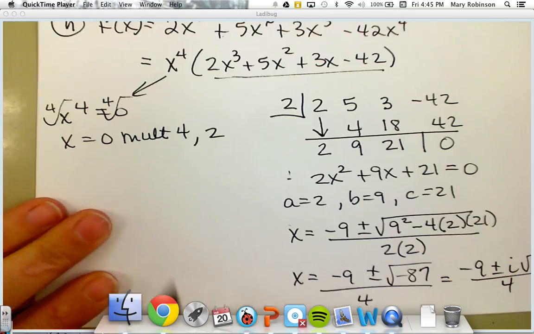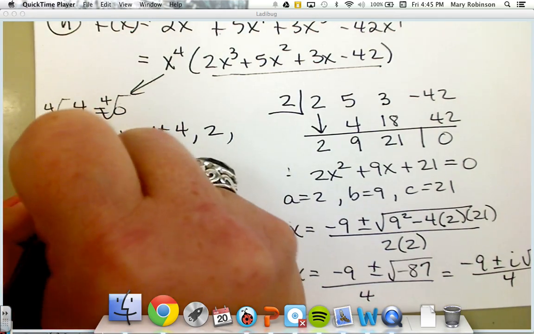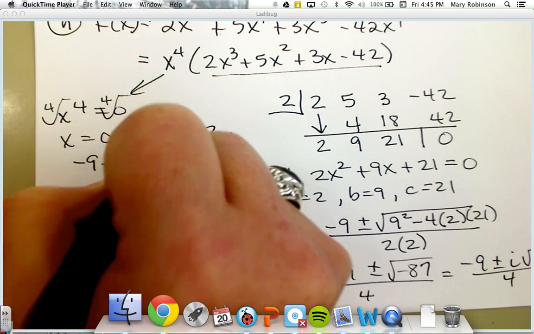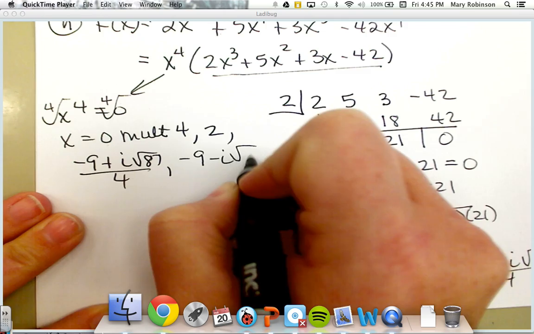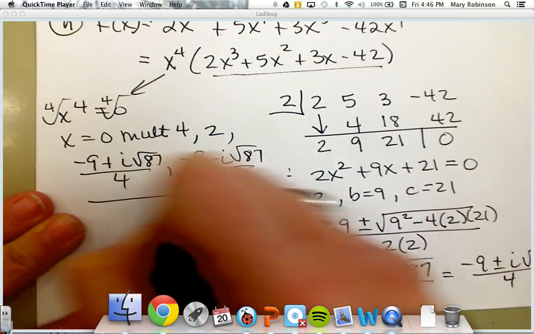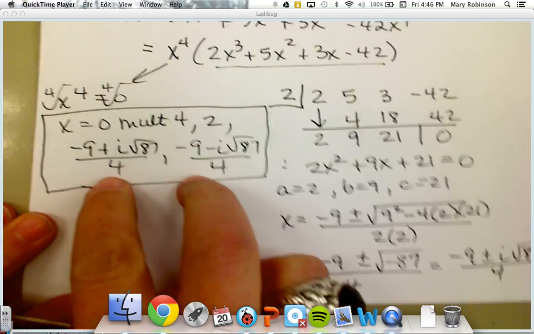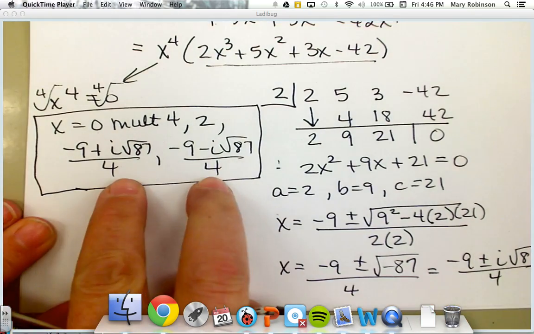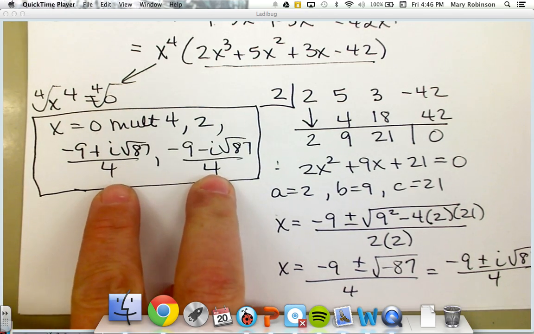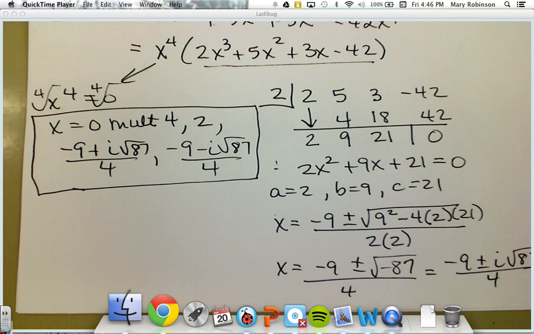Okay? So again, we have 2 zeros. We've got negative 9 plus i square root of 87 over 4, and negative 9 minus i square root of 87 over 4. And that's both of your solutions. It is totally fine to leave this looking just like this. You do not have to separate it. I did this to show you that these do make up 2 separate solutions. All right, and that takes care of all the solving.